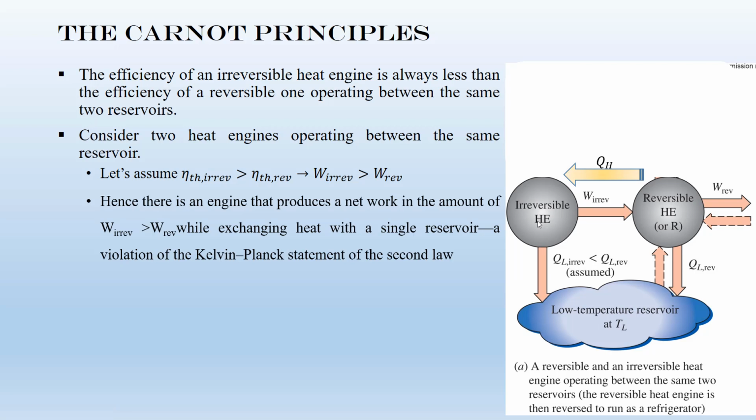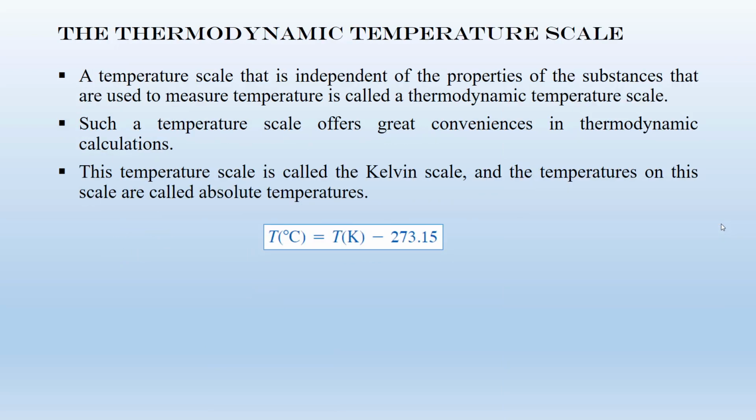Now what happened? We have a device that exchanges heat with a single reservoir and then produces net work. Why the net work? Because the W irreversible is higher than the W reversible. And this is impossible based on the second thermodynamic law, actually the Kelvin-Planck statement. So meaning that the thermal efficiency of reversible process must be higher than the thermal efficiency of irreversible one.